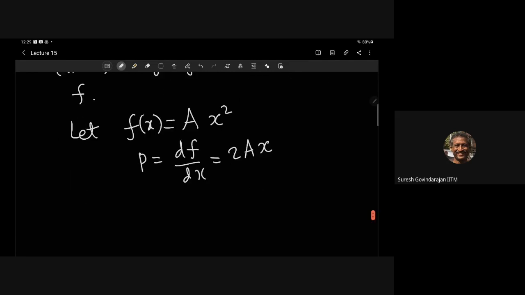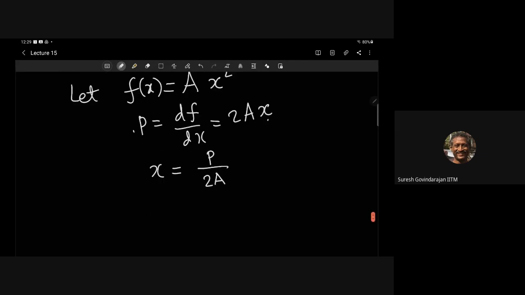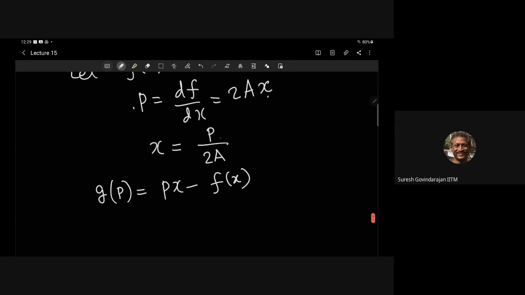Okay, so what does this say? That we should invert things. So we replace x, where we can trade x for P. So x is equal to P by 2a. Okay, so let's do the Legendre transform. So that is g of P equal to Px minus f of x. And then wherever we see x, we should write it in terms of P.